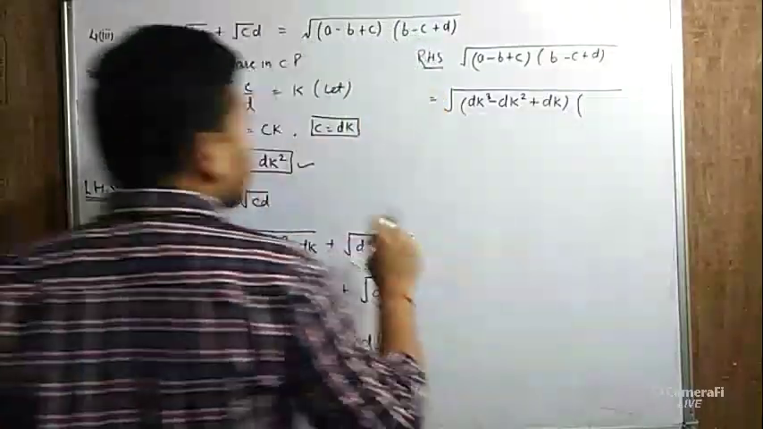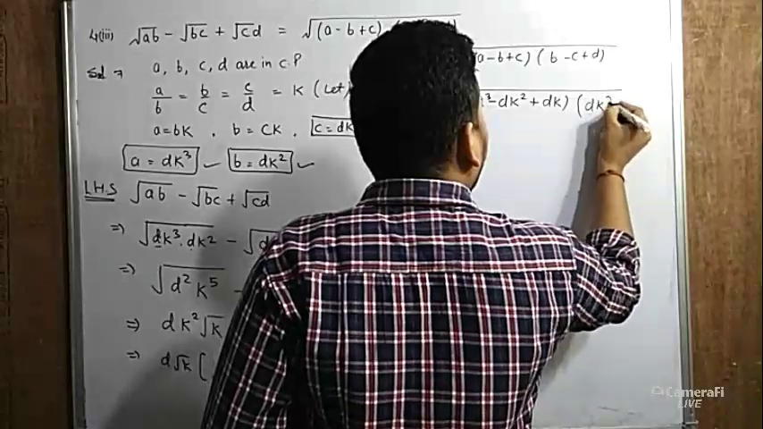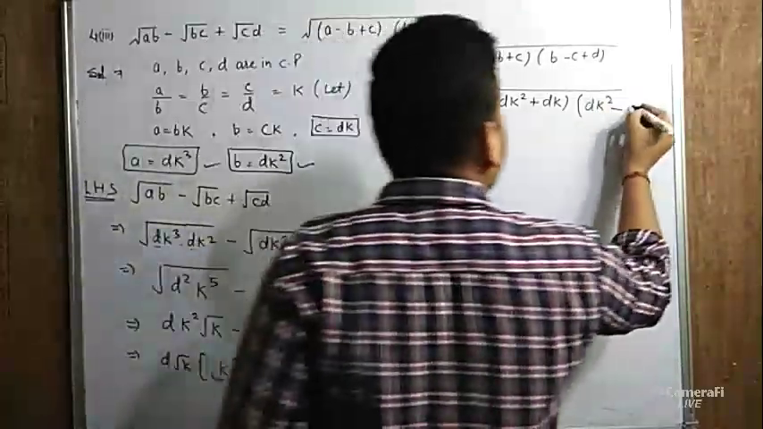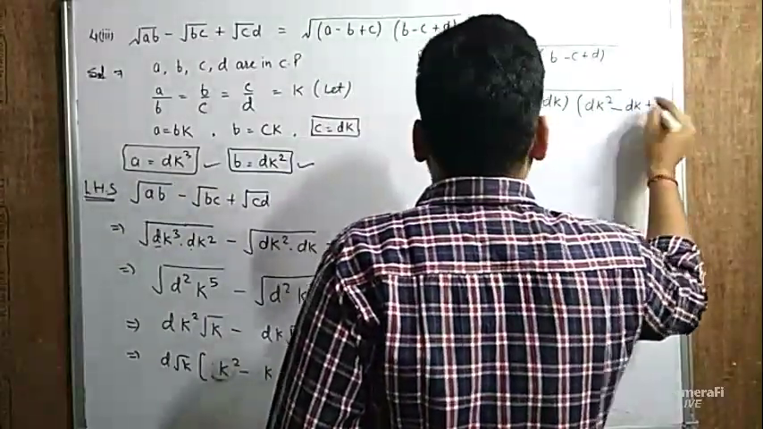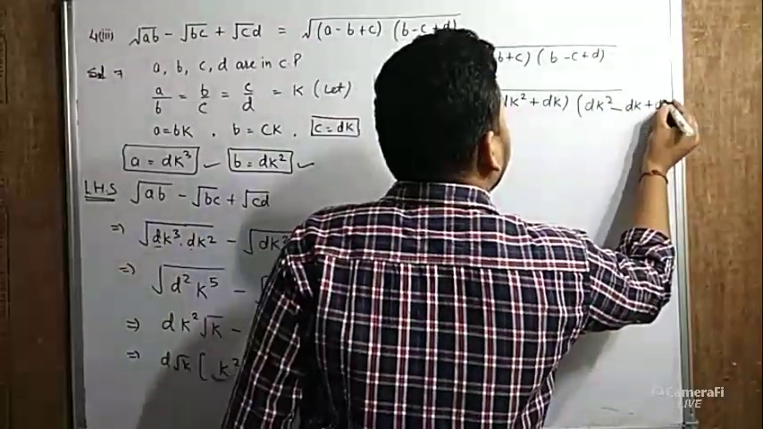And then the remaining is b minus c plus d. So b is equal to dk square, minus c. C is equal to dk, and plus d. Because we do not have the value of d, we will take d as it is.